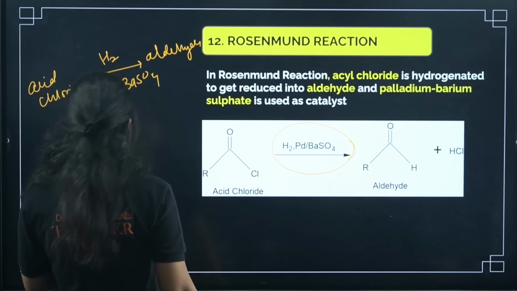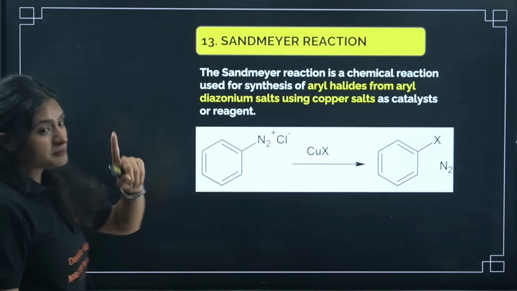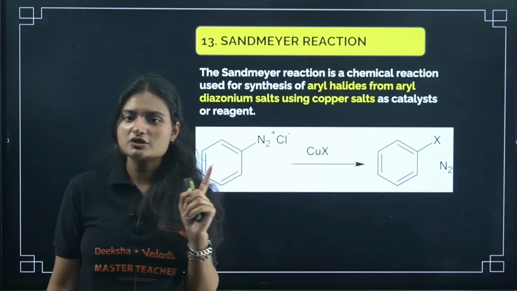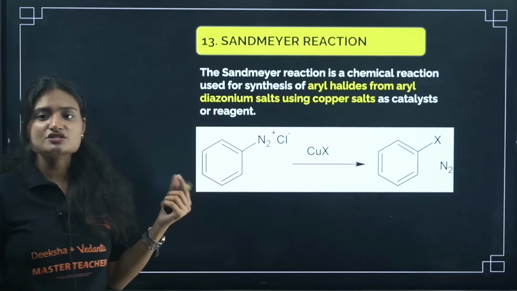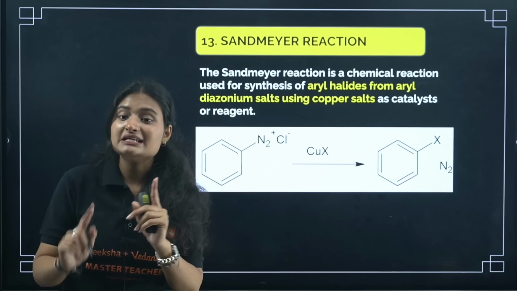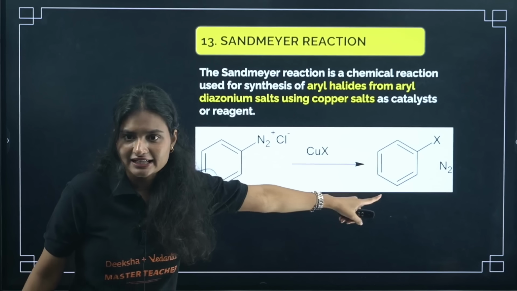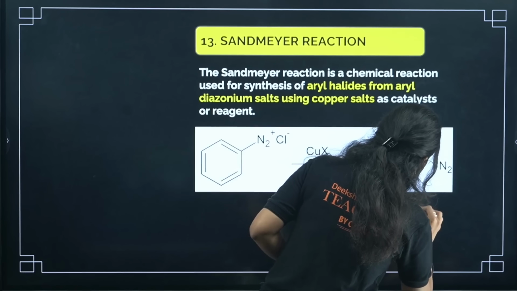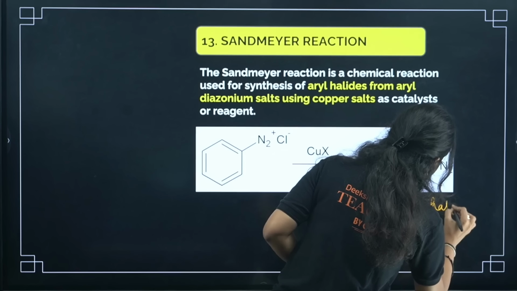Okay, now next reaction, Sandmeyer reaction. Now remember, you remember Gattermann reaction, right? That was also given by diazonium salts. Sandmeyer reaction is also given by diazonium salt, but there is a difference. We are getting aryl halides. Again, we are getting aryl halides here also, but the difference is in the reagent.